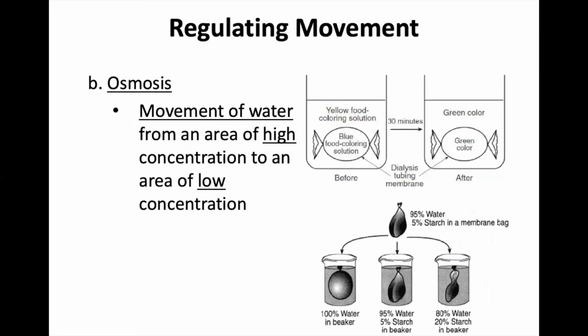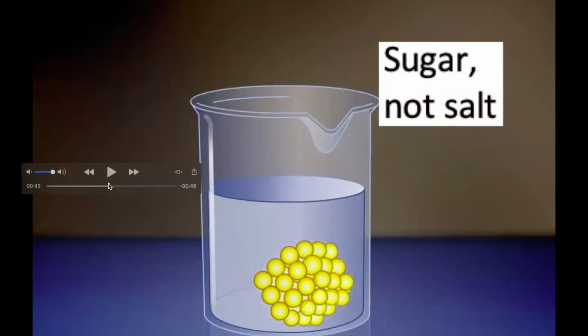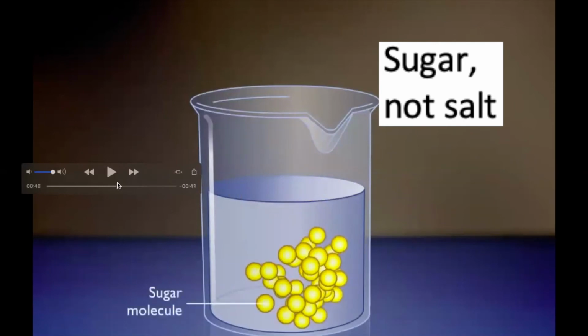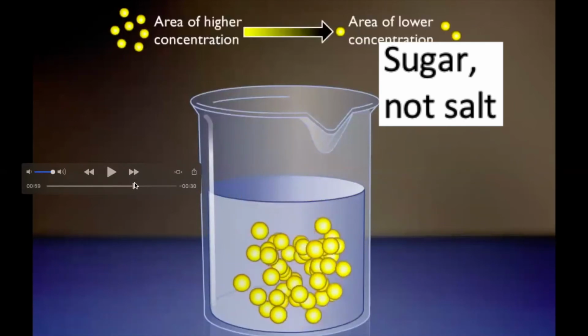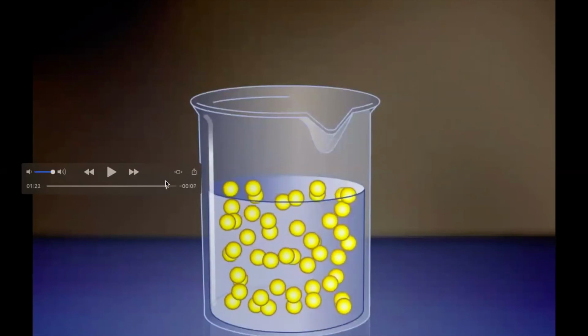Osmosis. Osmosis. The movement of water from an area high concentration to an area of low concentration. That sounds a lot like diffusion, doesn't it? Here's the difference. Diffusion is when it was particles moving, right? The thing dissolved in water. You dissolved salt in water, and it's the salt particles moving. The water's not moving, the salt is. That's diffusion. Osmosis, it's when the water moves.